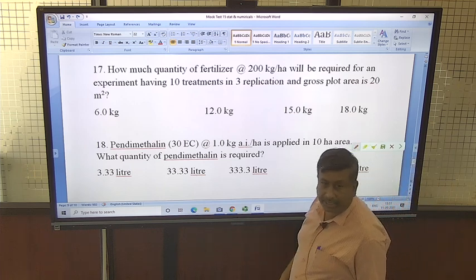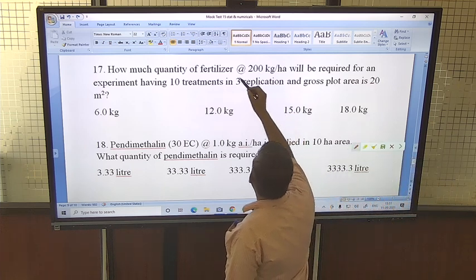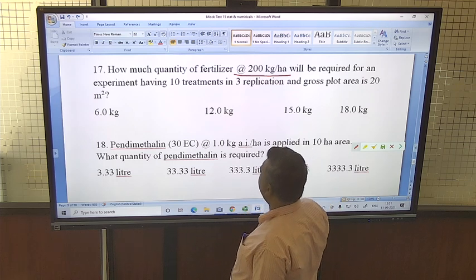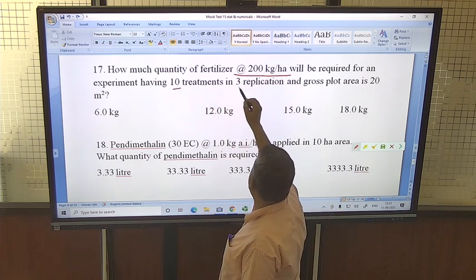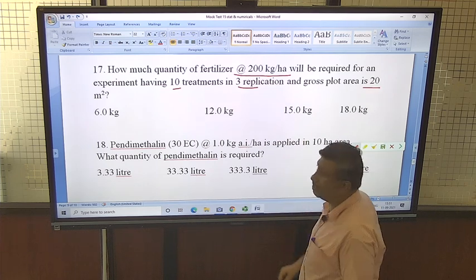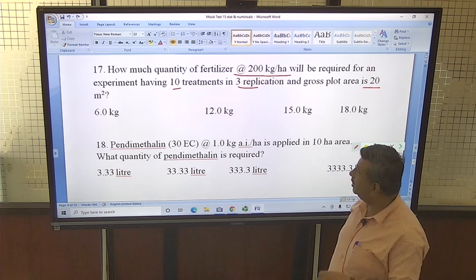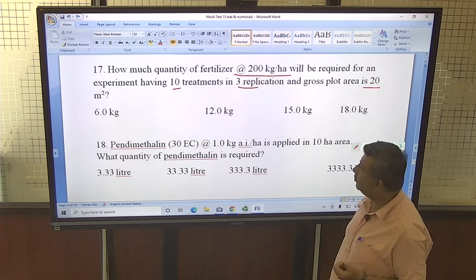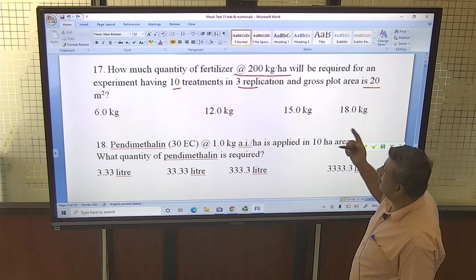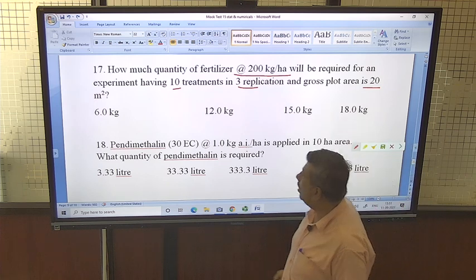How much quantity of fertilizer at the rate of 200 kg per hectare will be required for an experiment having 10 treatments, 3 replications and a gross plot area of 20 square meters? So this is a tricky question. First calculate how much area is required. So first calculate the number of plots.